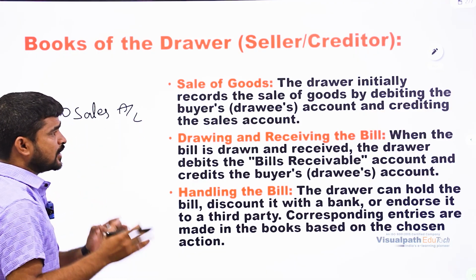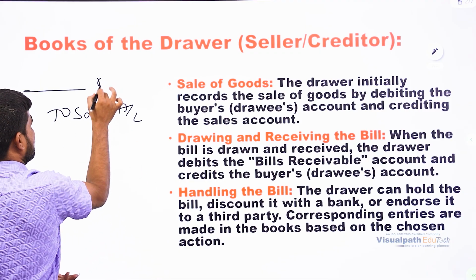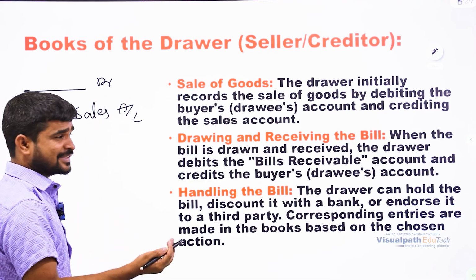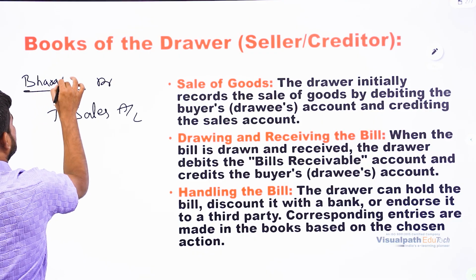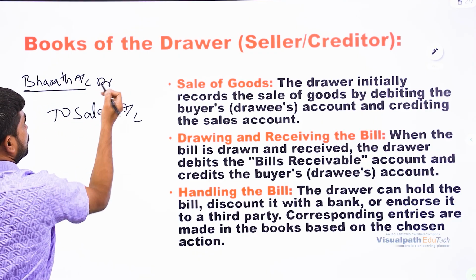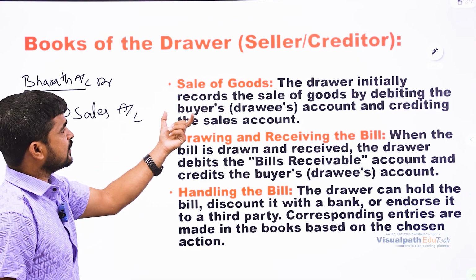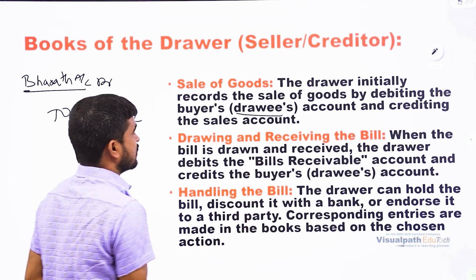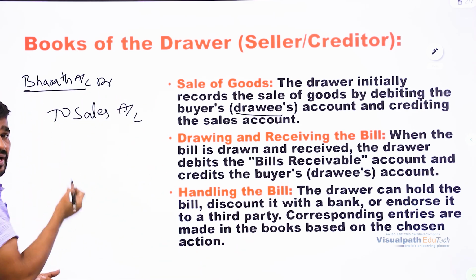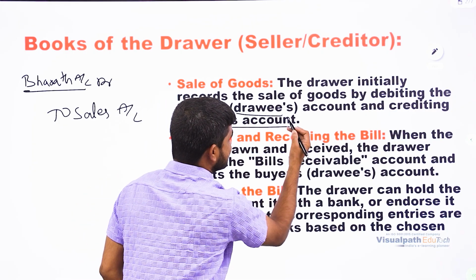The party has not paid the amount. In place of debit, we will write the party name. For example, the party name is B, B means Bharat. Bharat account debtor to sales account. So that is only saying the drawer initially records the sales of goods and debits the buyer's name, the buyer's account. Who is the buyer here? Bharat. We write Bharat account debtor to, and he will credit the sales account.